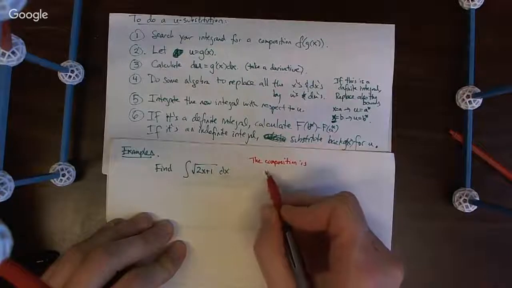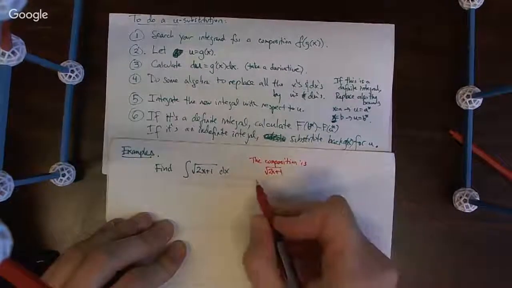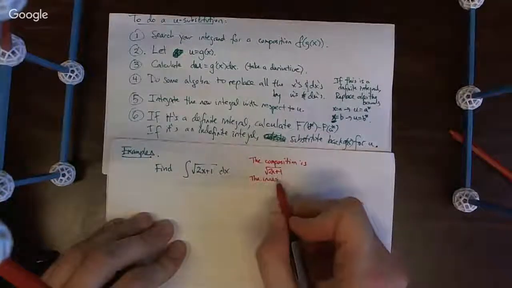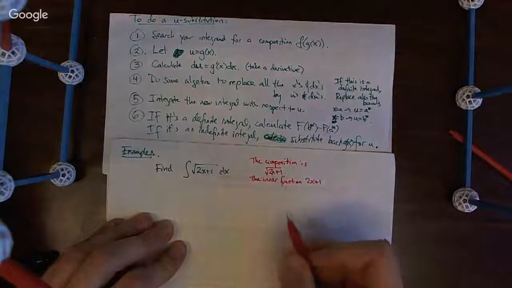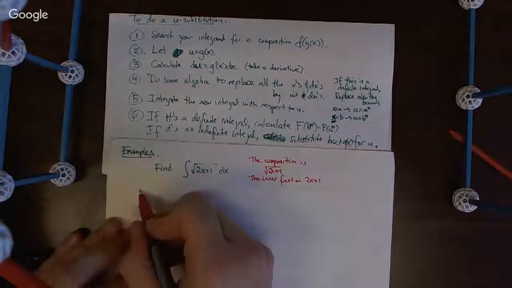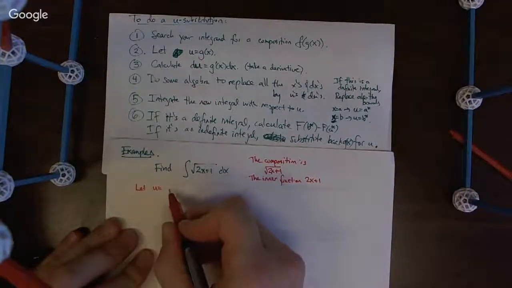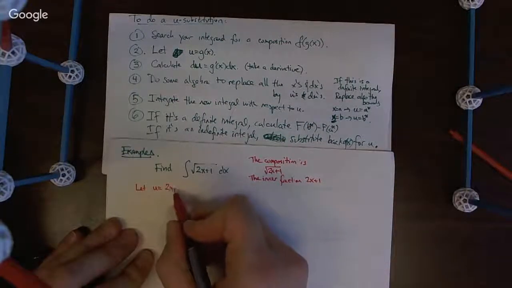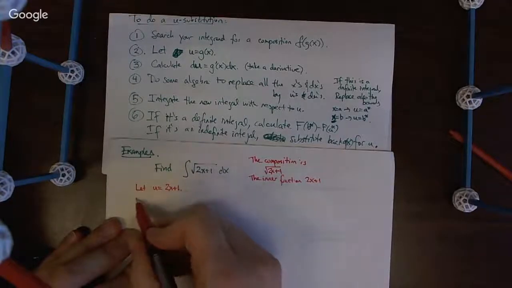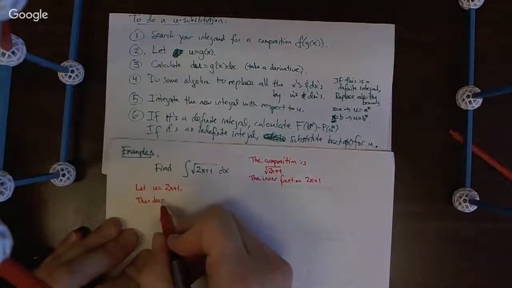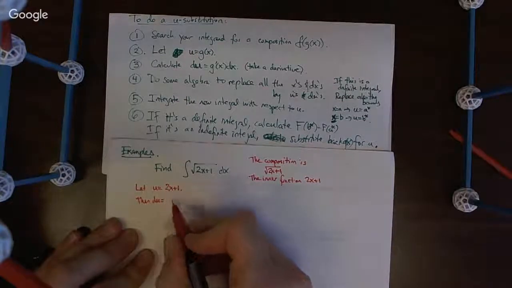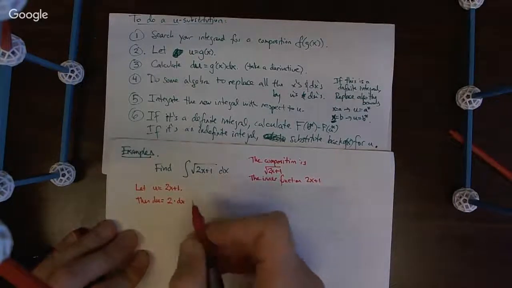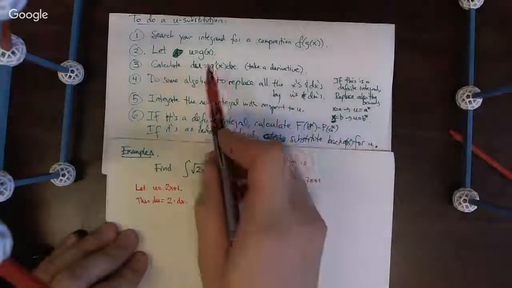The composition is the square root of 2x plus 1, and the inner function here is 2x plus 1. So we let u be equal to this inner function, u equal to 2x plus 1. Then du is equal to, take the derivative of 2x plus 1 with respect to x, we get 2 times dx. So that was the second step.